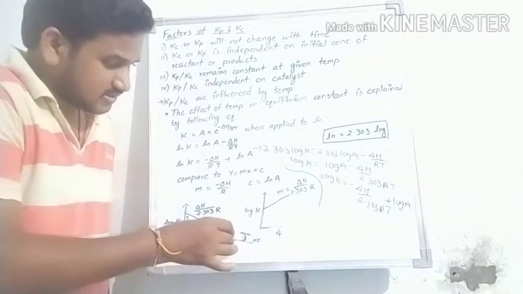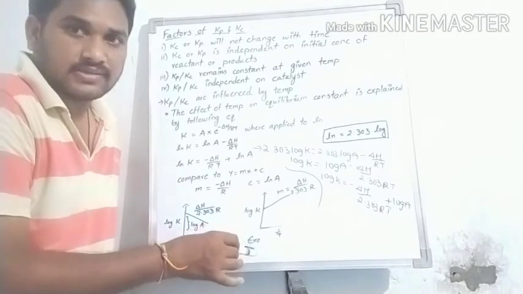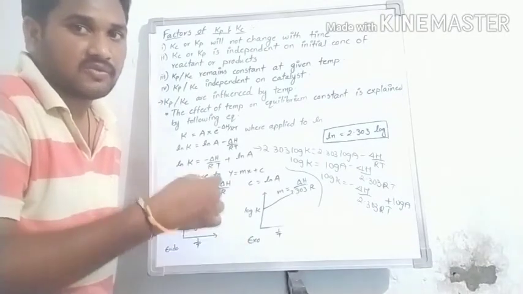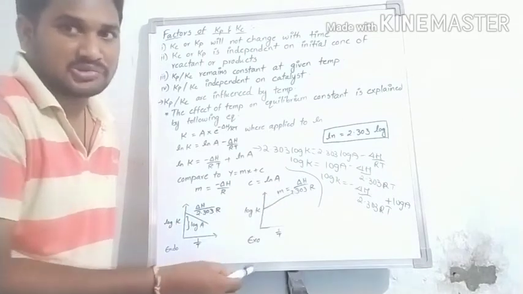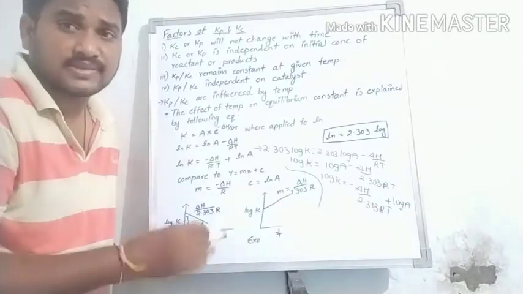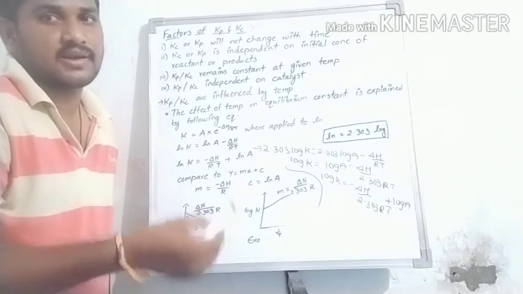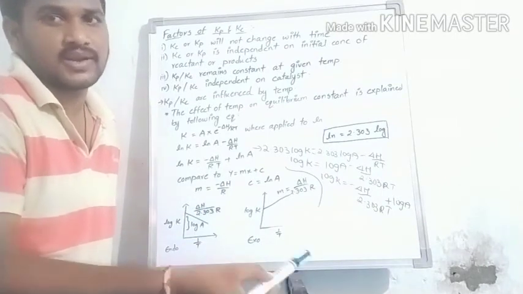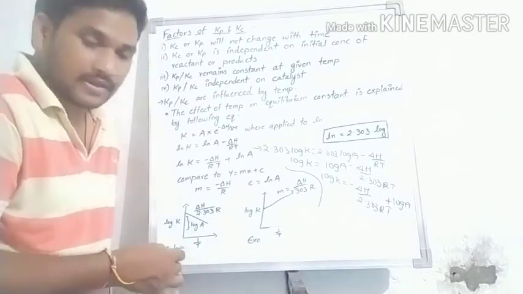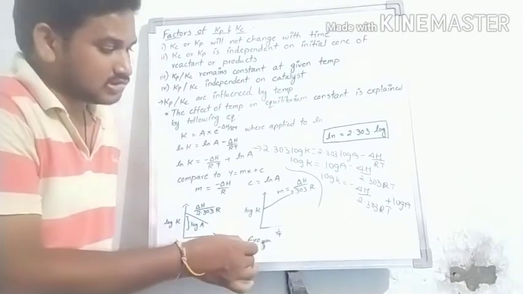Okay, students, in an exothermic reaction, some amount of heat or temperature will be liberated. That is the exothermic reaction. Endothermic means some amount of heat or temperature will be absorbed or required for the chemical reaction to proceed. That is the endothermic reaction, and that is the exothermic reaction.